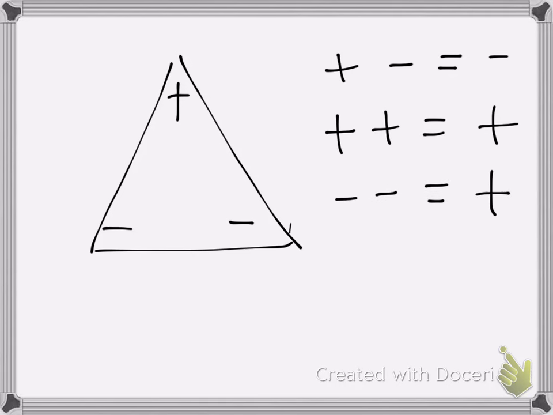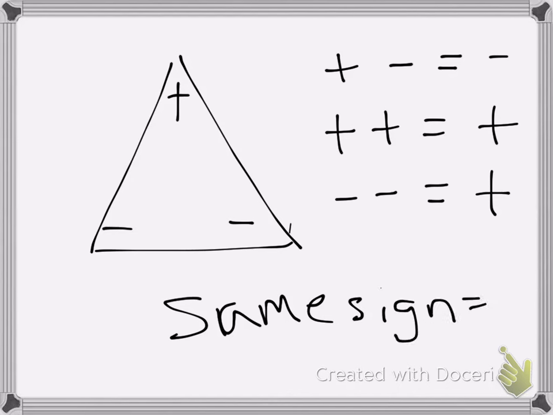Or you can think of it this way: if they have the same sign, so a negative and a negative, it's positive, a positive and a positive, it's a positive. Different signs, it's going to be negative, okay?